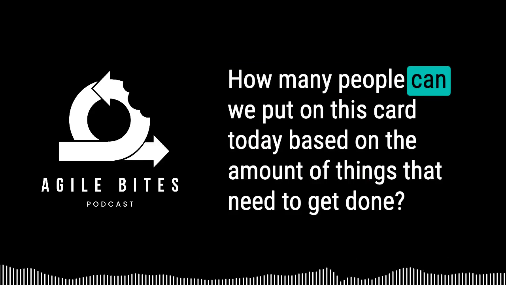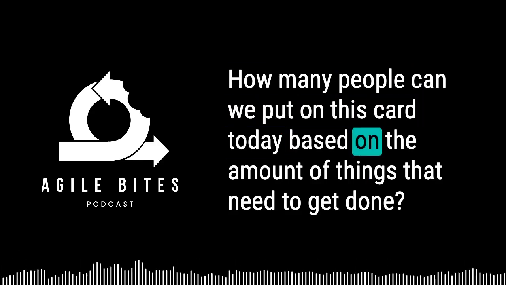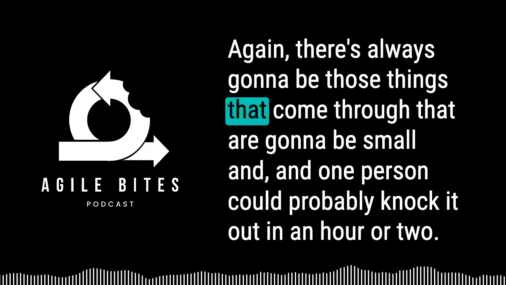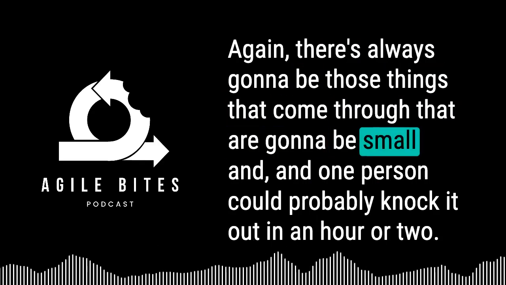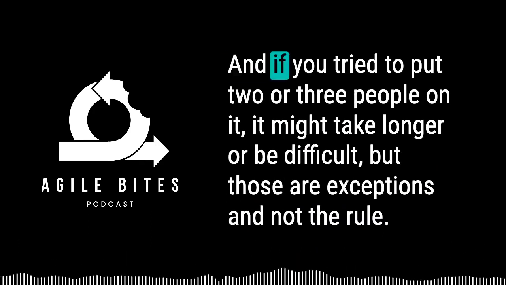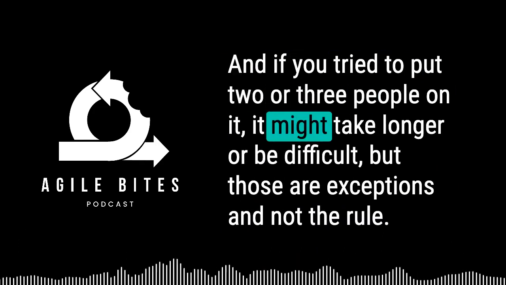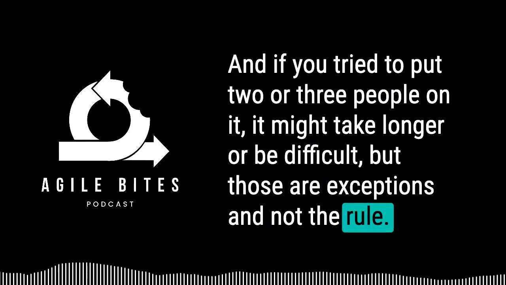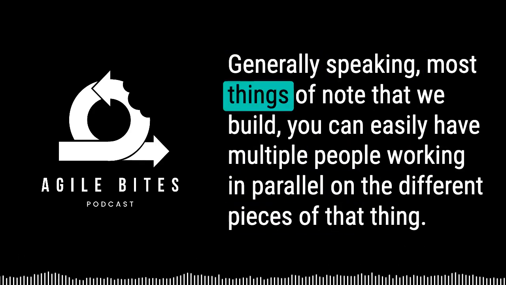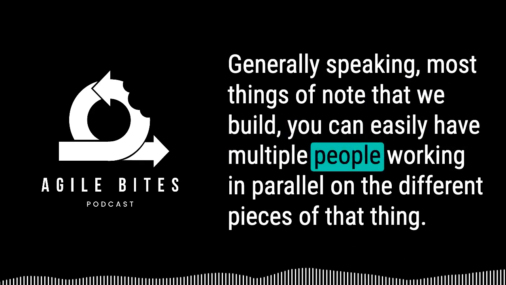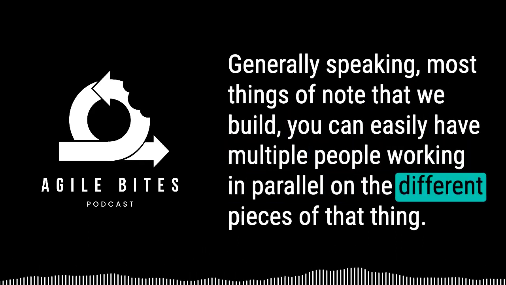How many people can we put on this card today based on the amount of things that need to get done? Again, there's always going to be those things that come through that are going to be small, and one person could probably knock it out in an hour or two. And if you tried to put 2 or 3 people on it, it might take longer or be difficult. But those are exceptions and not the rule. Generally speaking, most things of note that we build, you can easily have multiple people working in parallel on the different pieces of that thing.